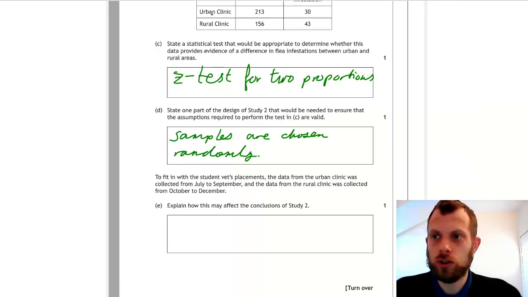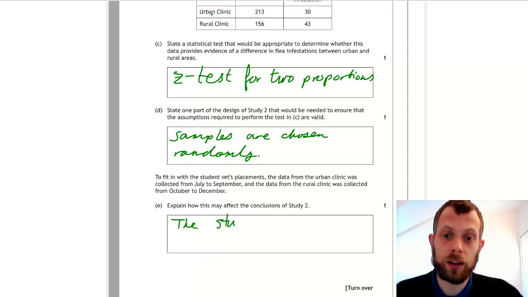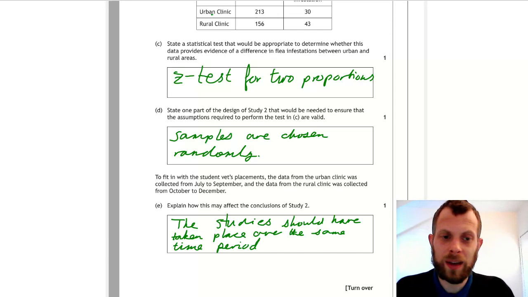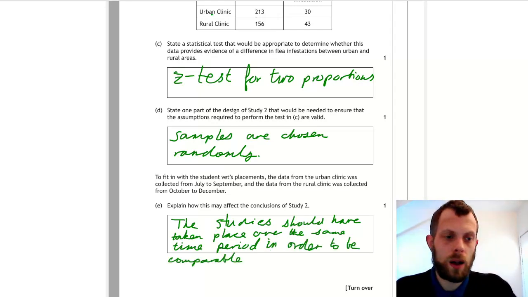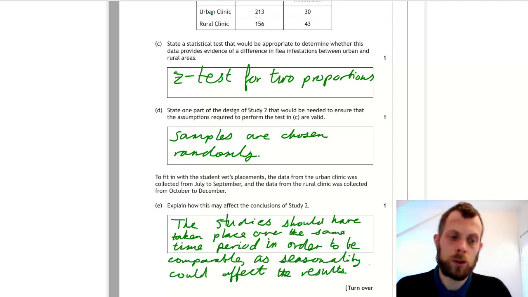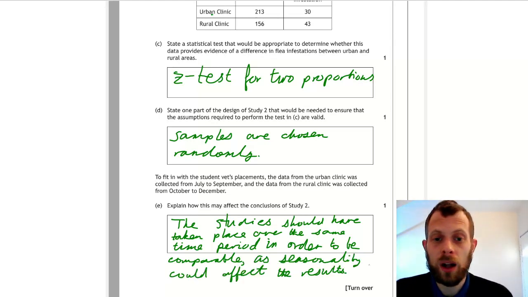And what you just need to say is that the 2 studies should have taken place over the same time period. And you could use some extra words like in order to be comparable. And here's another thing from the higher apps course, is something called seasonality, that data collected can vary according to the time of year. So if you get a similar question in your exam, you could say some of these things.